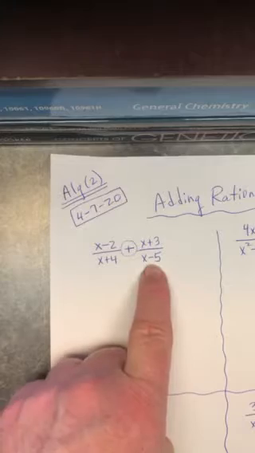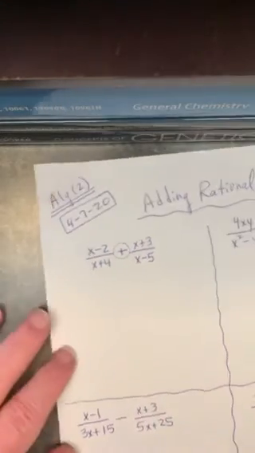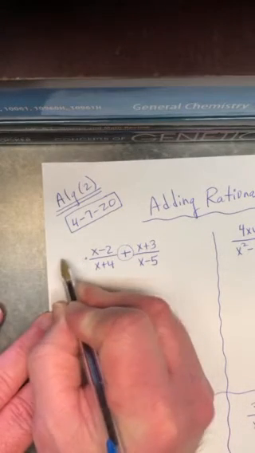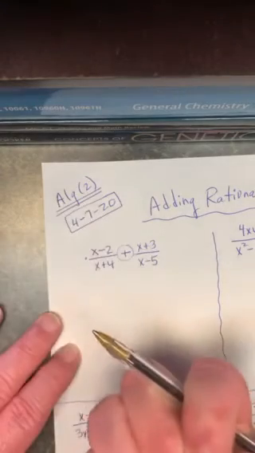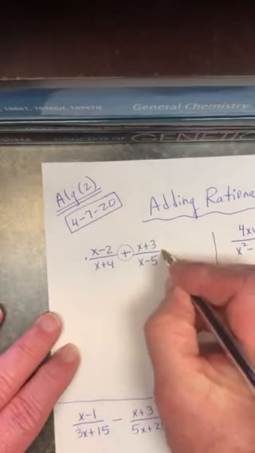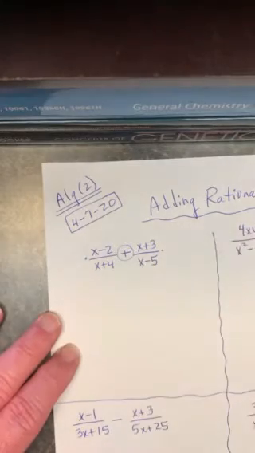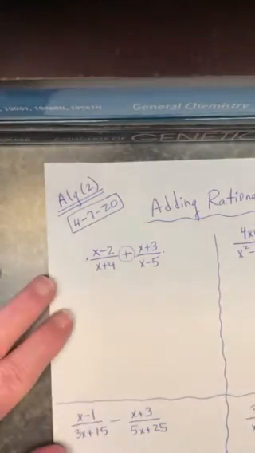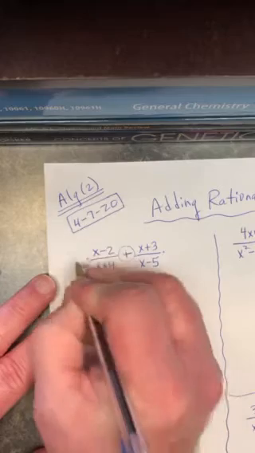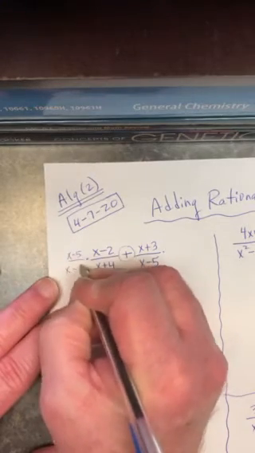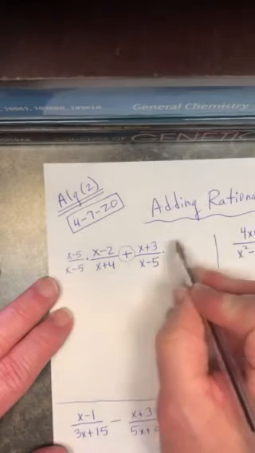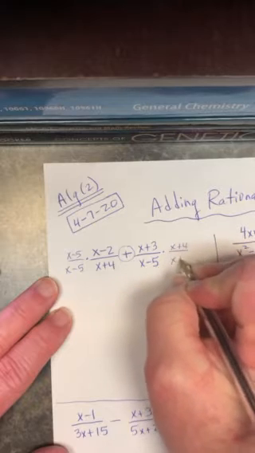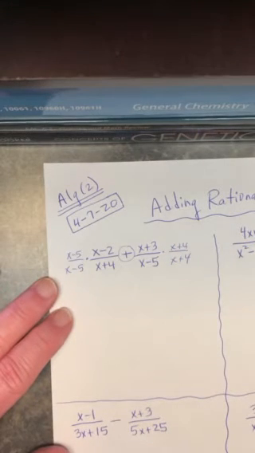Agreed? So guess what? If you're going to add these fractions together, I'm going to have to do the following. I'm going to have to multiply the first fraction by the second denominator, and then I'm going to have to multiply the second fraction by the first denominator, because again, they don't match, do they? So the only way to get matching common denominators is to multiply this first fraction by x minus 5 over x minus 5, and multiply the second fraction by the first denominator, which was x plus 4 over x plus 4. Okay, so far so good?